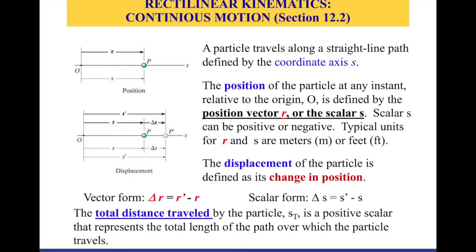So for position in kinematics, rectilinear motion means movement on a straight path, and keep in mind that we are assuming the particle has mass but negligible size and shape. That's why we are considering it as a particle; we're looking at it from far away. So we identified the coordinate axis, position, displacement. Position is where the location is in space, displacement is the change in position, and the total distance traveled by a particle is a positive scalar that represents the total length of the path over which the particle travels.